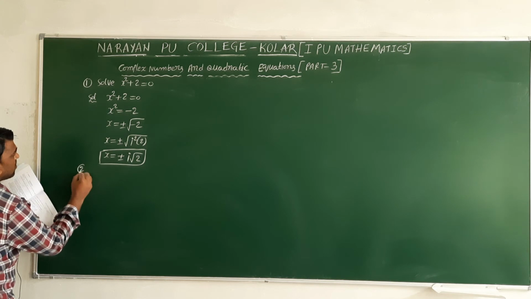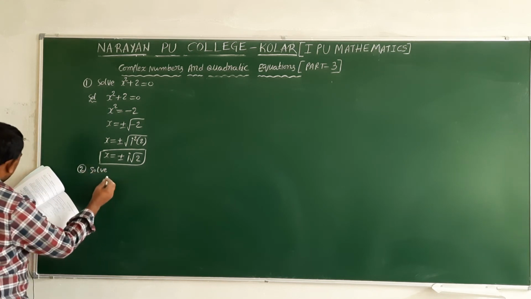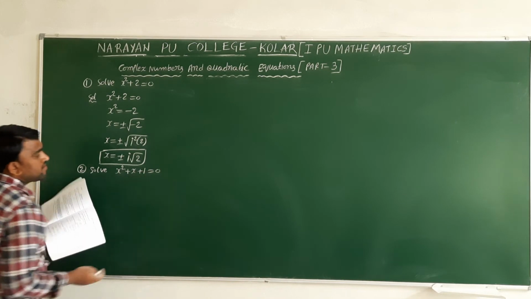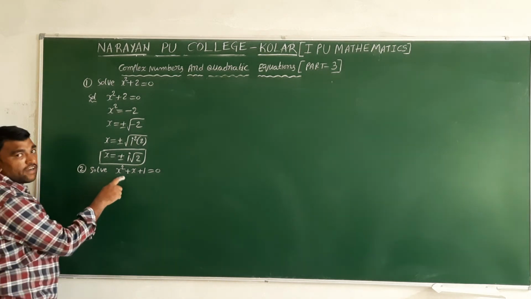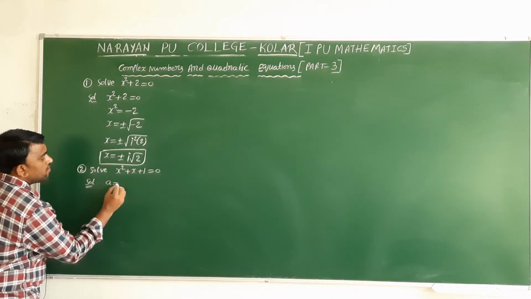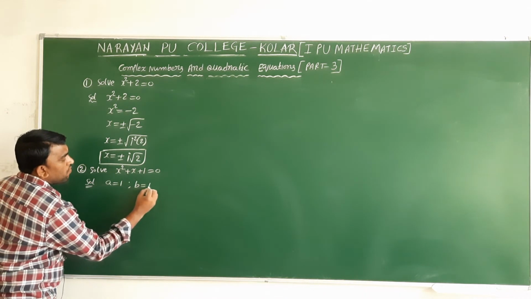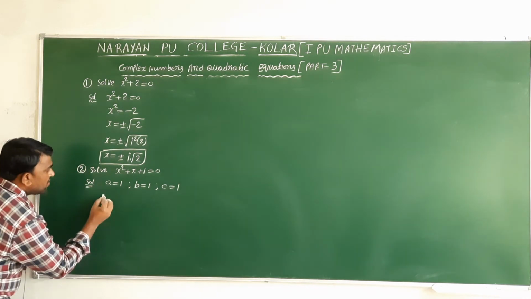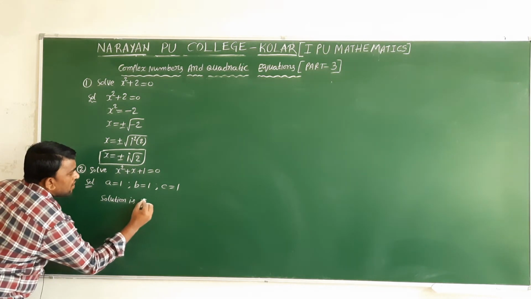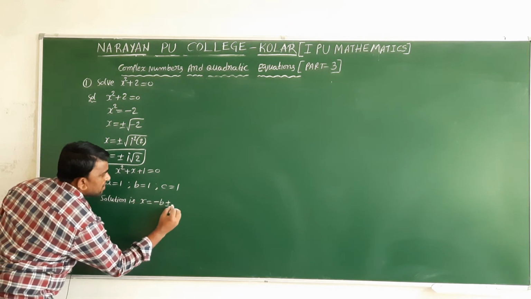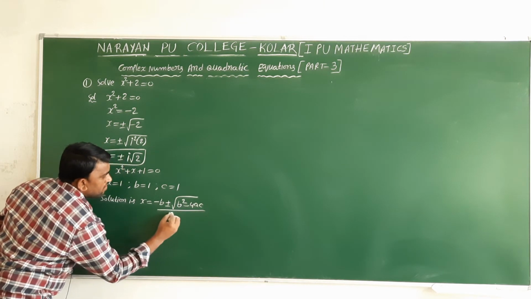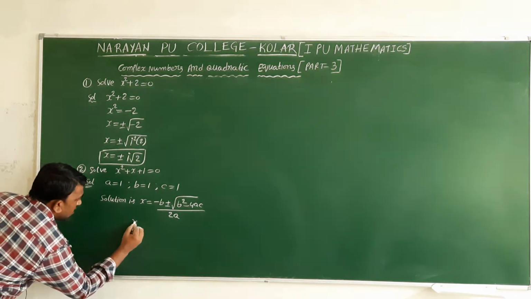Next example, solve x square plus x plus 1 equal to 0. Compare with the standard form, ax square plus bx plus c. A value 1, b value 1, c value 1. The solution is x equal to, first write down the formula: minus b plus or minus square root of b square minus 4ac by 2a. Substitute the a, b, c values here, and we will get the solution.